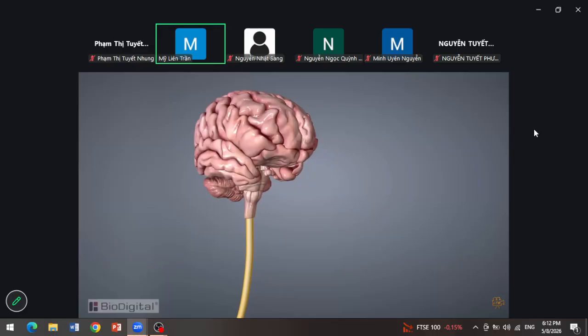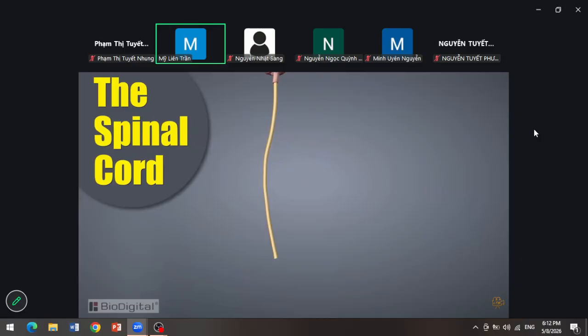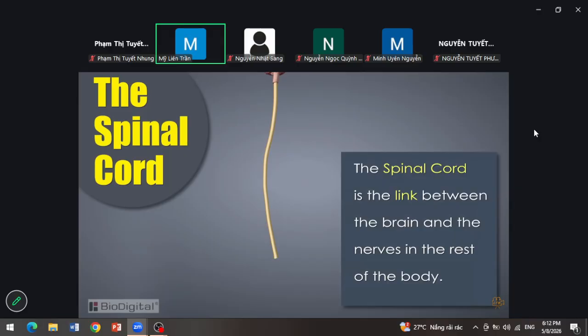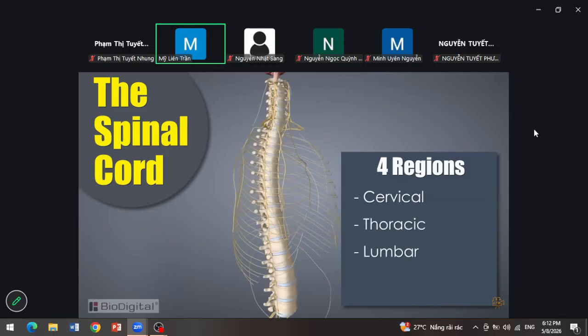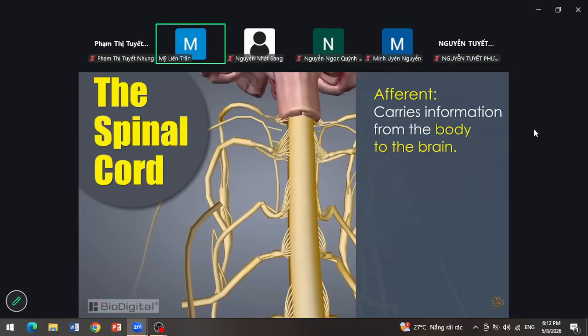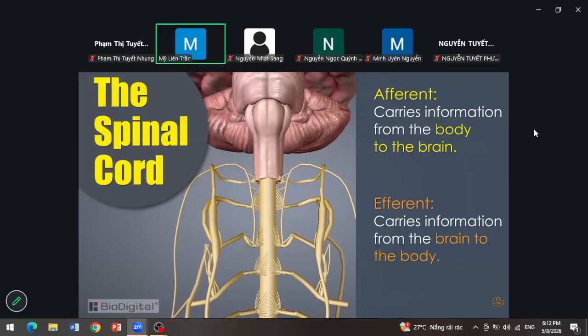Now that we've covered the brain, let's take a look at the other half of the central nervous system, the spinal cord. The spinal cord is the link between the brain and the nerves and the rest of the body. The spinal cord is divided into 4 different regions: the cervical, thoracic, lumbar, and the afferent and efferent spinal nerves, which merge to form the peripheral nerves. The afferent spinal nerves are responsible for carrying information from the body to the brain. And the efferent spinal nerves are responsible for carrying information from the brain to the body.